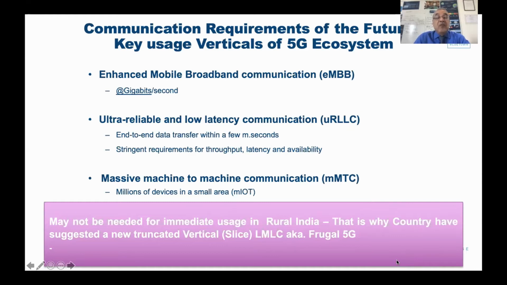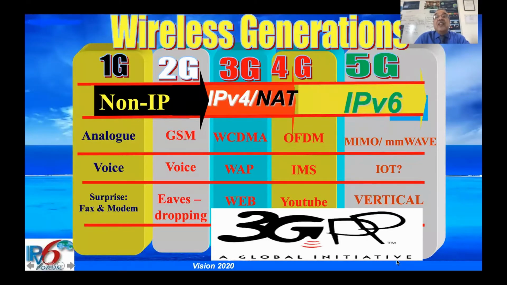This may not be needed, especially in rural areas, and that is why in India, where a lot of rural masses are still unconnected to the broadband, we have come out with a new solution, what is called frugal 5G. So this is about the various wireless generations: 1G, 2G, 3G, 4G, 5G.